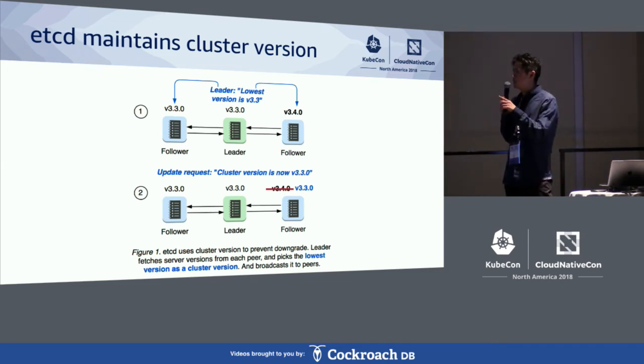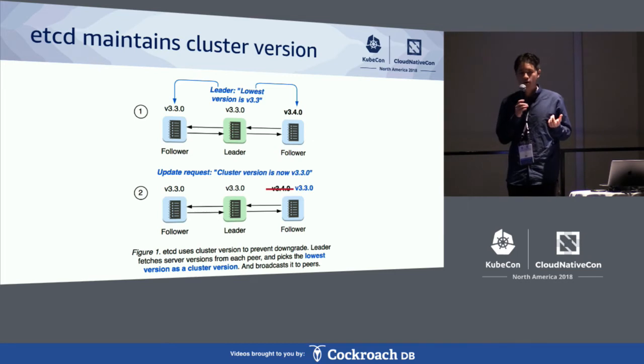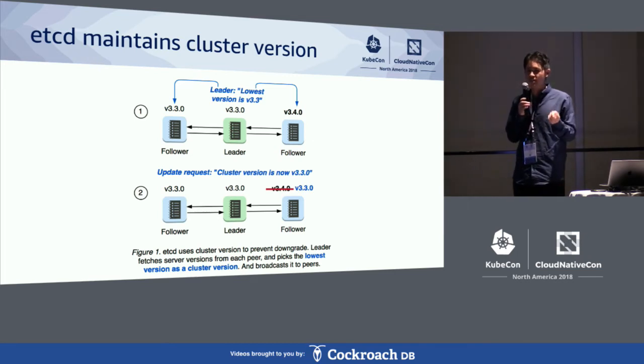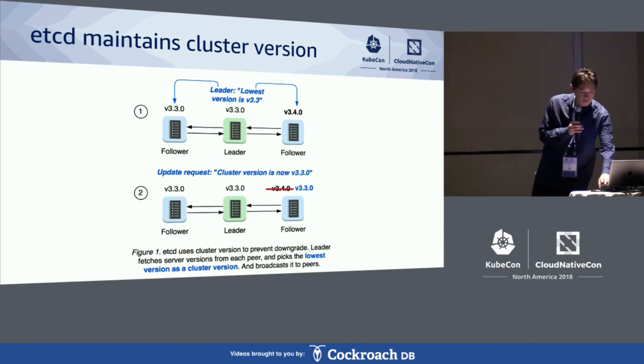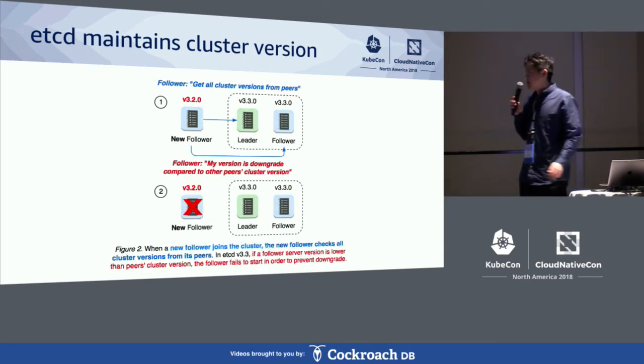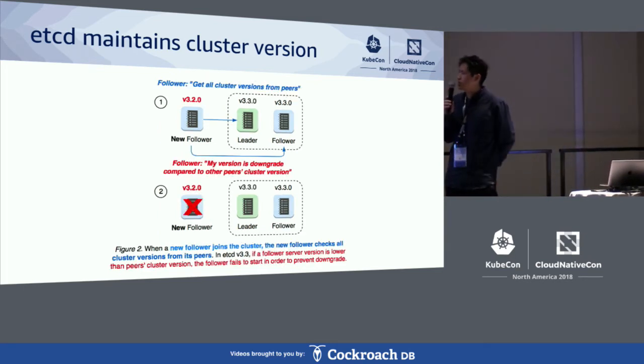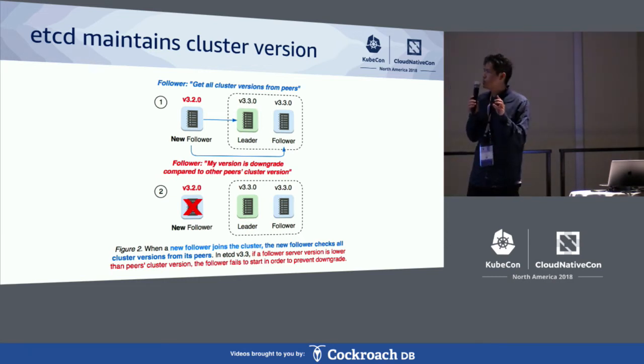So this is how the leader picks the cluster version. First, the leader fetches the server versions from each peer. And then in this case, the leader is going to pick the lowest version value. So when you have a 3.3 and then a 3.4, the cluster version will be selected as 3.3. So here we have a new member with the server version 3.2. If this member tried to join the 3.3 cluster, it would fail in order to prevent the downgrade.